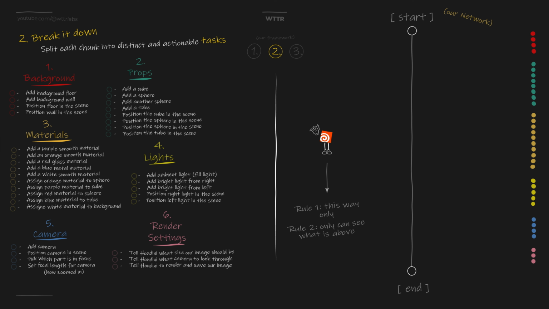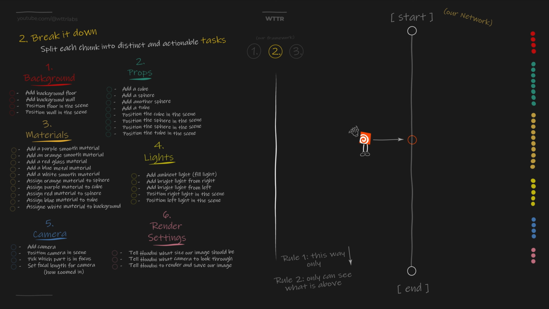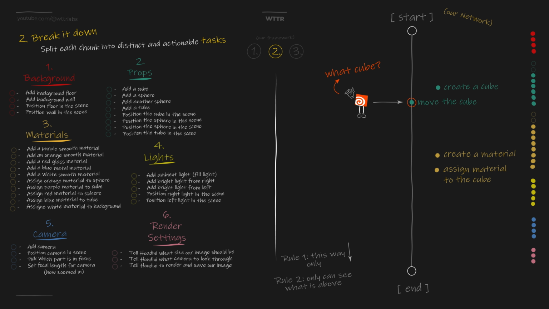Let's explore how these rules work. Imagine Houdini is here in our graph. Let's take a few of our tasks and think about how we would assign those to Houdini. 1. Create a cube. 2. Move the cube. 3. Create a material. And 4. Assign that material to the cube. If we connect our task, move the cube to our network, and ask Houdini to complete this task, it would have no idea what cube we're talking about and it would fail.